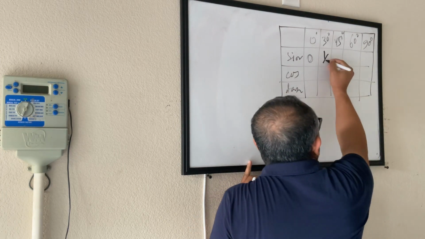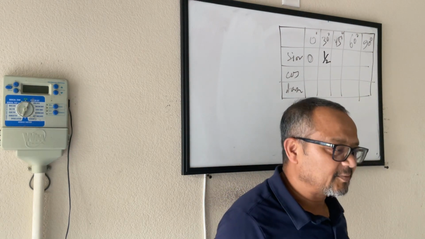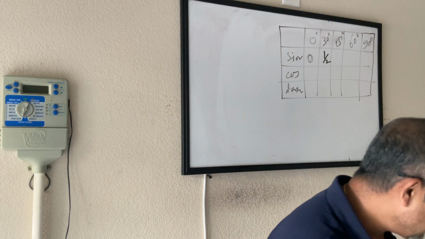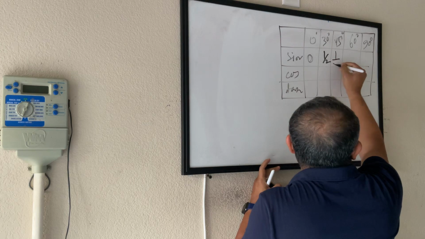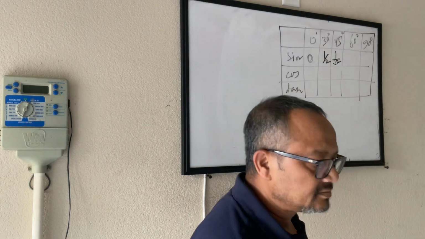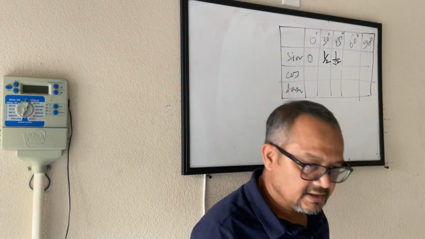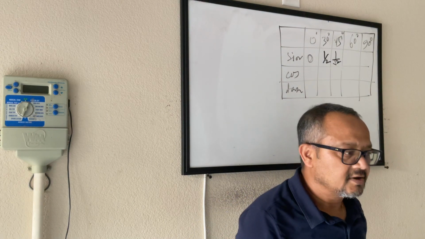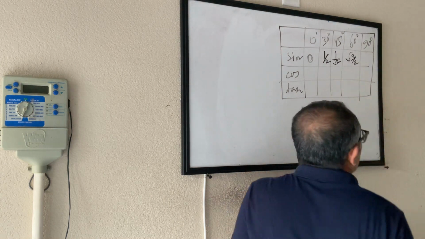Okay, let me ask this to Chris this time. Chris, what is the value of sine 45 degree? Say that again. Root 2 over 2 or 1 by root 2, any which way is okay. Sine 60 degree. Root 3 over 2. Sine 90 degree.